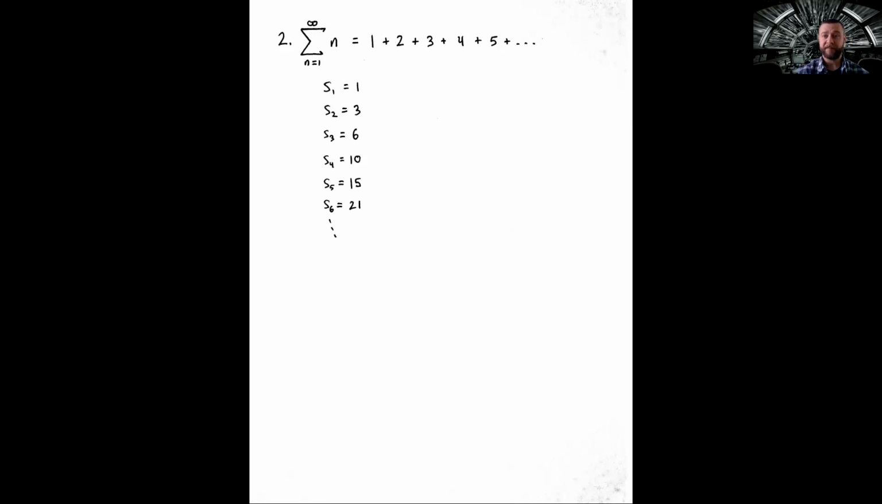Add up the first 4 terms. The fourth partial sum will come out to 10. Add up the first 5 terms, 1 plus 2 plus 3 plus 4 plus 5. You get 15. The sixth partial sum would then have 6 added to that, which would give 21, and then so on and so on.